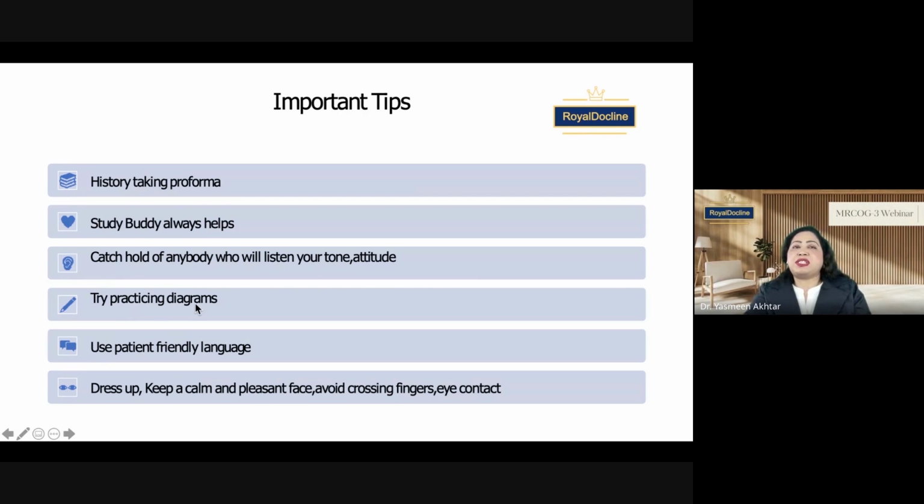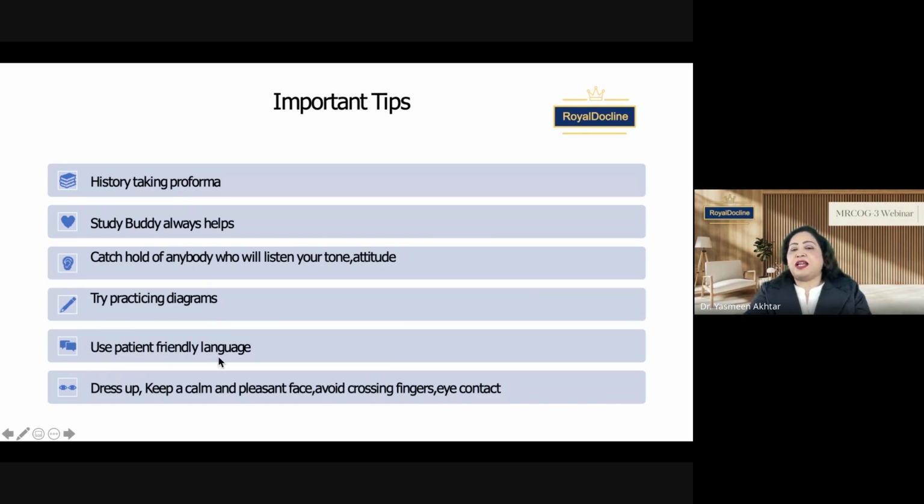Similarly, if you are teaching PPH at the teaching station, and you want to teach them the B-Lynch suture, you can do that. Or if, for example, you are teaching how to do the episiotomy, you can draw the diagram and tell them where the episiotomy is given. Practicing the diagram is also very important. I'm giving you the very deep parts which are required from you.